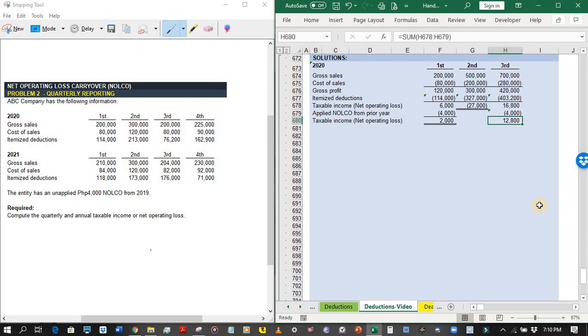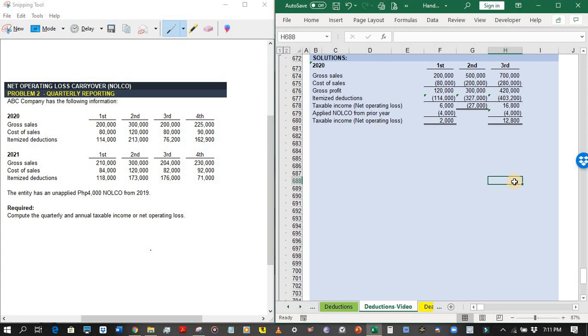So any net operating loss computed during the first, second, and third quarter is not final. The final net operating loss is the net operating loss that is computed at fourth quarter. So which means it will be the result of the operation during the taxable year. But the application of NOLCO, which means that the deduction of NOLCO from prior period against the taxable income, may be done on a quarterly basis.